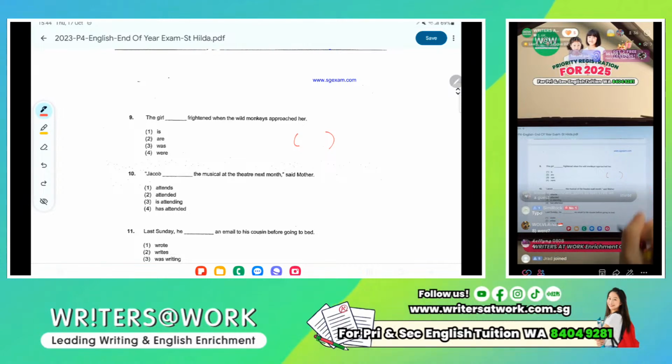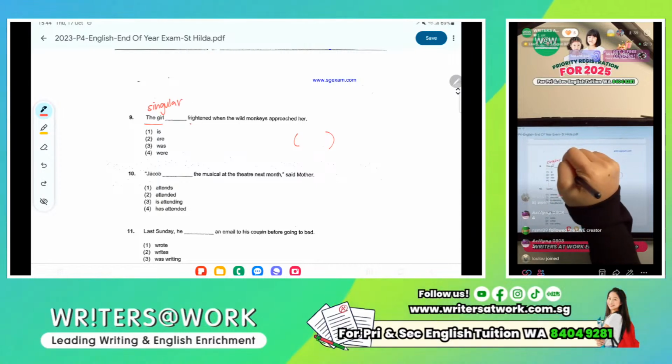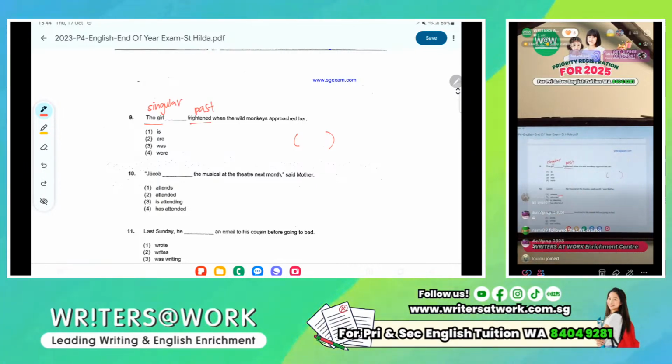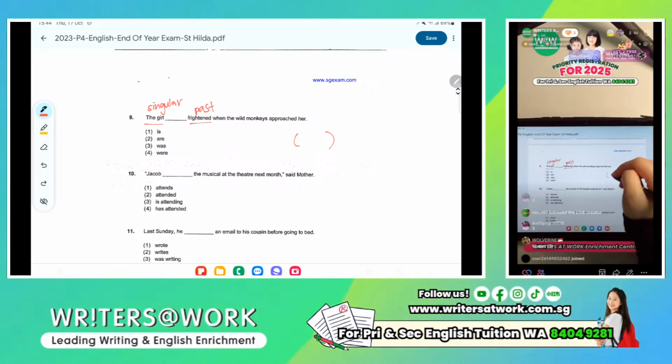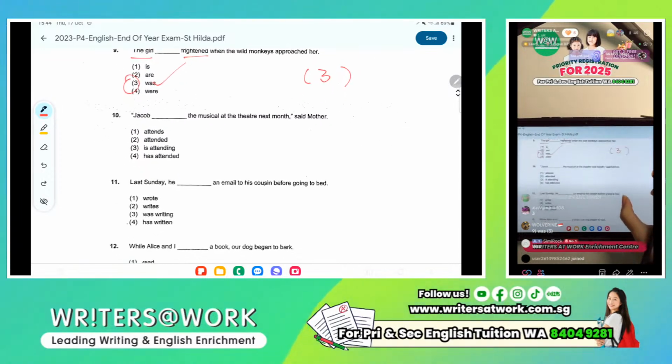Question 9. The girl blank frightened. Singular, and this is past tense. Okay, 9 was 3. Yes, the girl was frightened. Okay, very well done. Question 10.